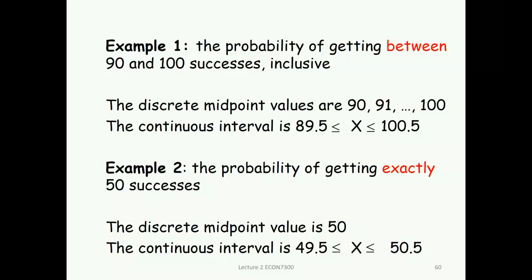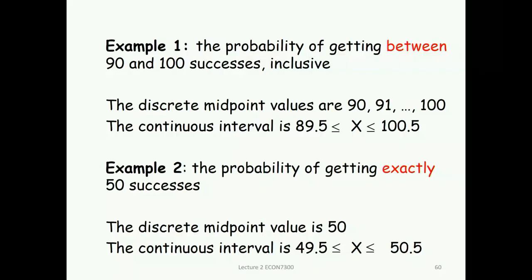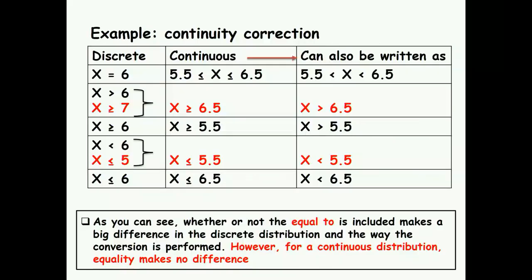Okay, this is the question. If it is between 90 and 100, then you get 89.5, 100.5. If it is exactly 50, it is 49.5, 50.5. Exactly 50 means the same thing, 49.5, 50.5.